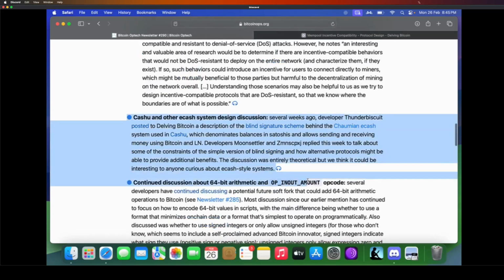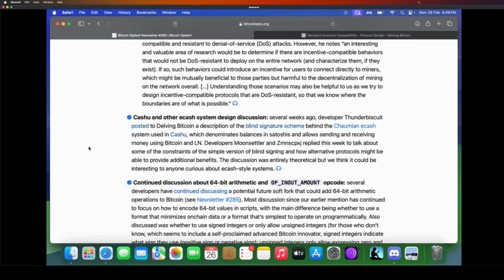Cool. We go to Cashu quickly. Cashu and other ecash system design discussion. Seven weeks ago, developer Thunder Biscuit posted to Delving Bitcoin a description of the blind signature scheme behind the Chaumian ecash system used in Cashu, which denominates balances in satoshis and allows sending and receiving money using Bitcoin and LN. Developers Moonsettler and ZmnSCPxj replied this week to talk about some of the constraints of the simple version of blind signing and how alternative protocols might be able to provide additional benefits. The discussion was entirely theoretical, but we think it could be interesting to anyone curious about ecash style systems.